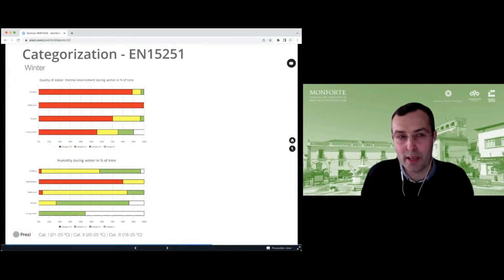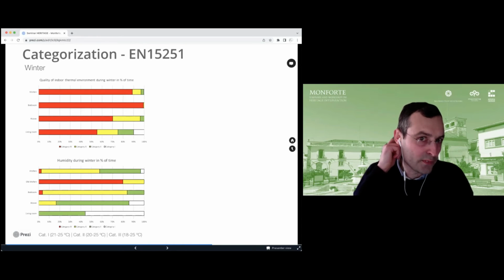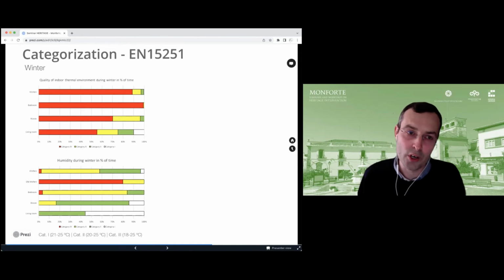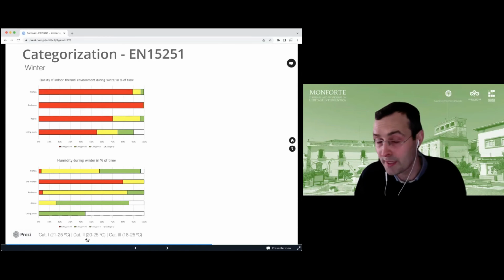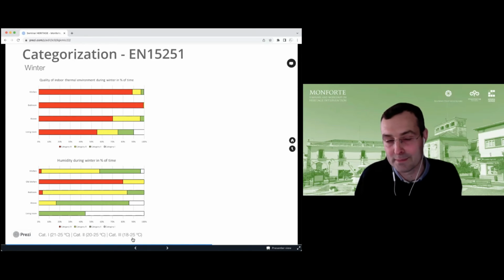In this case, we apply the categorization, using the standard EN 15251, in order to try to understand in which category the building is and to compare this building with others. For example, to clarify what the categories are: Category 1 is the category for the most demanding buildings, in special buildings, as for example, kindergartens, elderly homes, etc. And category 2 is the requirements for new buildings, and category 3 is the requirements for existing buildings. And out of this will be category 4, out of the boundaries.